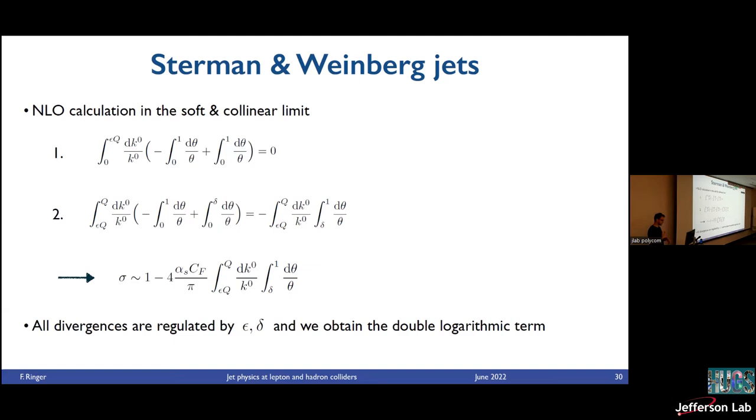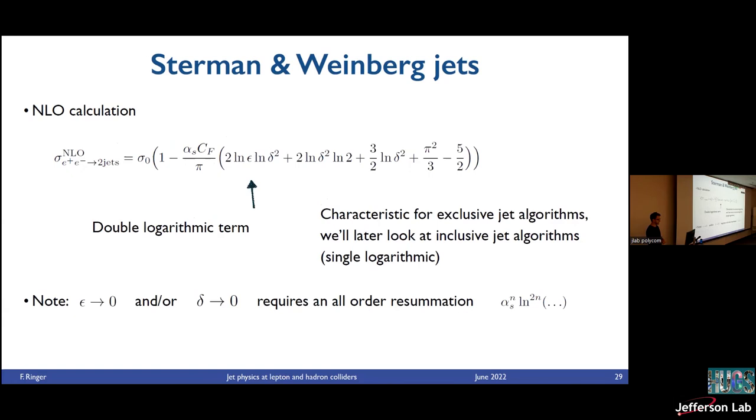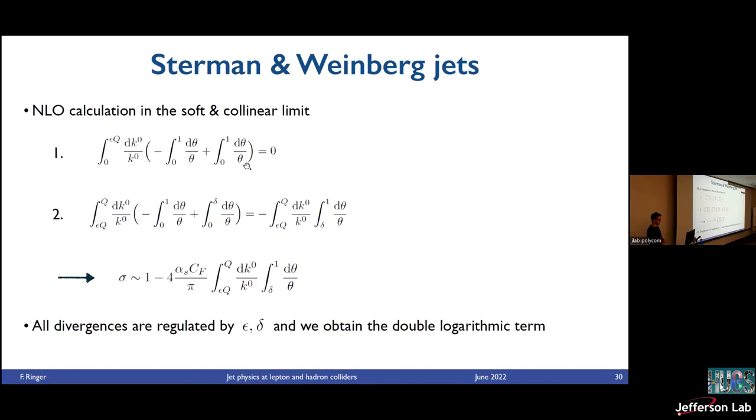And so we find that these two parameters are necessary to regulate the divergence and make sure that the final result for the cross section is actually finite. And it's basically the origin of this double logarithmic term. This double logarithmic term that we see here in the cross section originates from the limit where the additional gluon is soft and collinear.